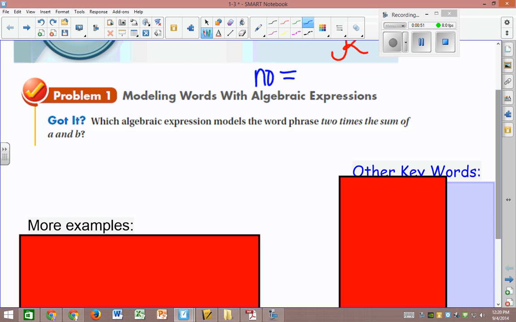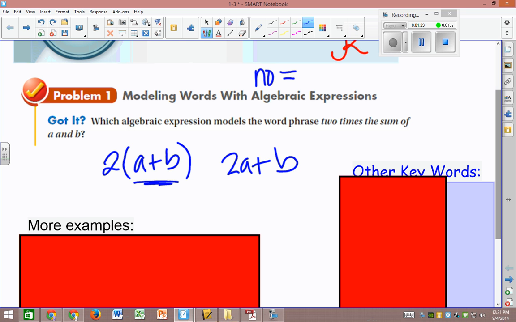Okay. So, which algebraic expression models the word phrase 2 times the sum of A and B? Well, 2 times. Times makes me think of multiplication. Right. And sum, I learned a long time ago that means to add. Are they different? Yes, they are. So you have to look at the word sum and see what comes right after it, because whatever's right after it is what you have to add together. So sum of A and B. Right, so you do those two, and then 2 times that. So look for the words right after the word sum or difference.